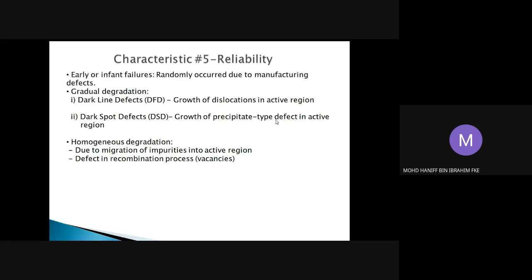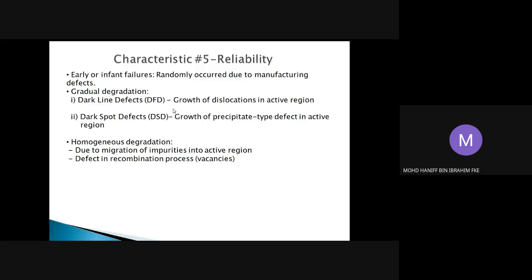Okay. The fifth characteristic is reliability. There is a case where the LED can be easily degraded, which is the early or infant failures, and this is very random, normally due to manufacturing defects. We also have gradual degradation. That means as we use the LED from time to time, there is gradual degradation, which can be divided into 2 types: dark line defects and dark spot defects.